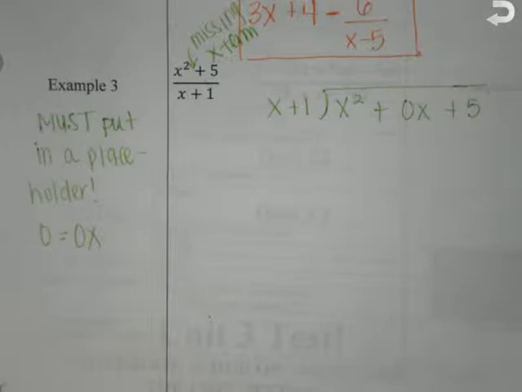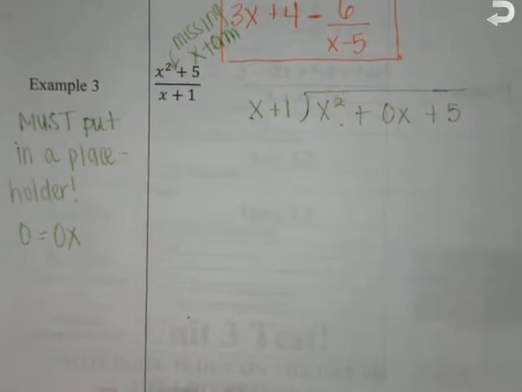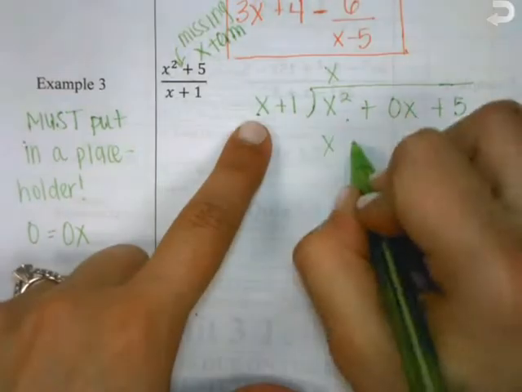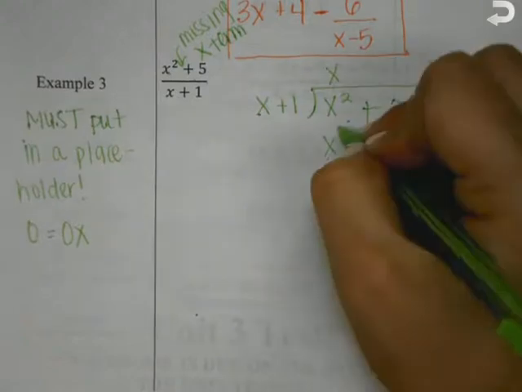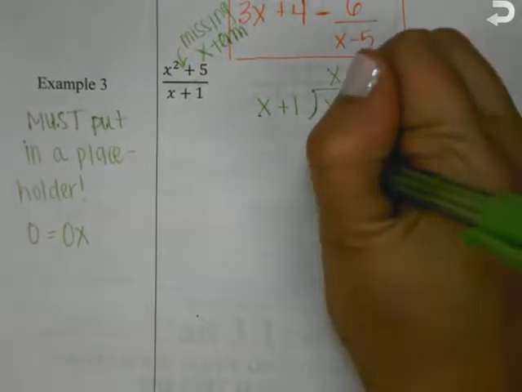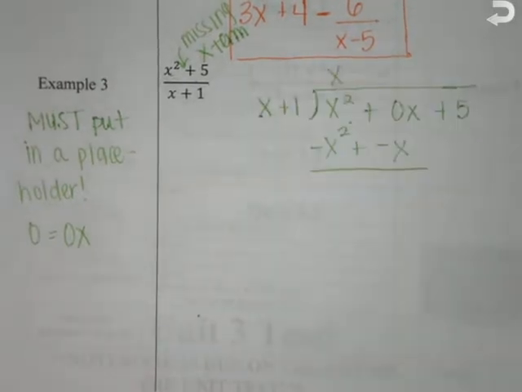Okay, so now let's start our division. X times what is going to give me x squared? X times x. So what's that going to give me underneath? X squared plus 1x. Oops. Okay, now what do I do? Distribute the negative. So that's going to make this negative and that guy negative. So what's x squared minus x squared? 0. What's 0x minus x? Negative x. Bring down the 5.